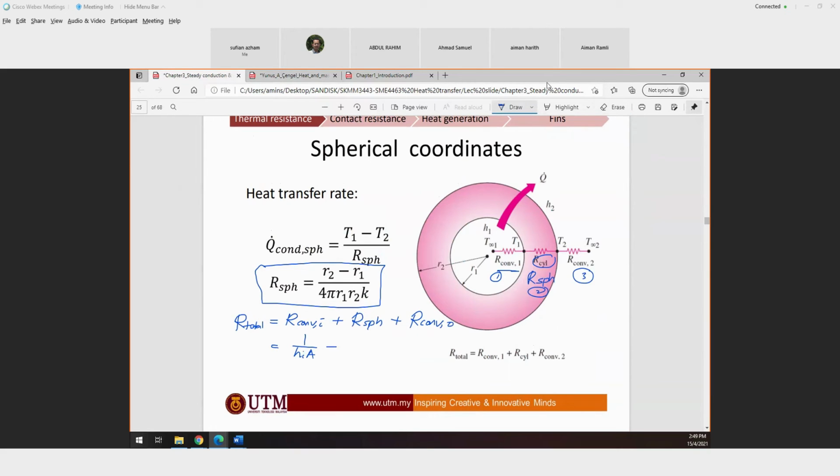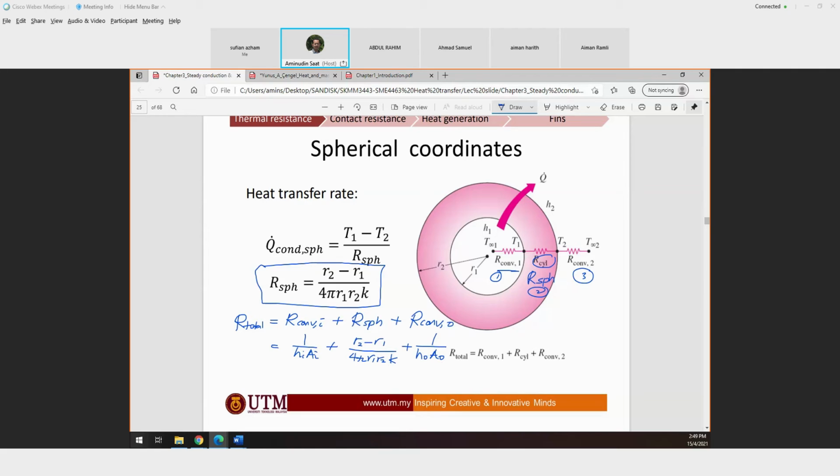Okay, plus (R2 minus R1) divided by 4 pi R1 R2, K plus 1 over H naught A. Okay, I can put it, this is Ai, this is A naught.